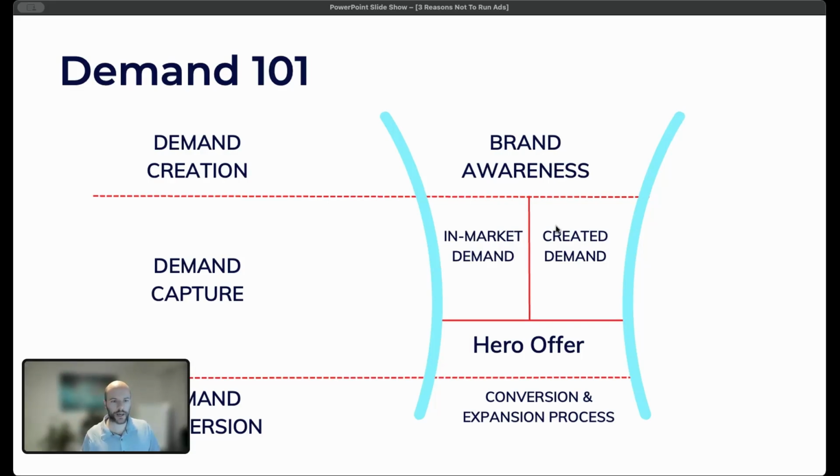There's created demand, so that's from the people that are already aware of your brand and then they see an offer from you. We capture that demand. And then there's demand conversion, being your sales process. How do we then convert that demand to revenue?